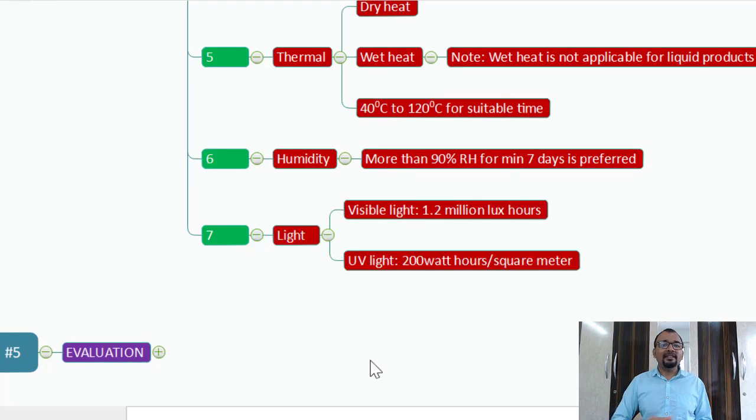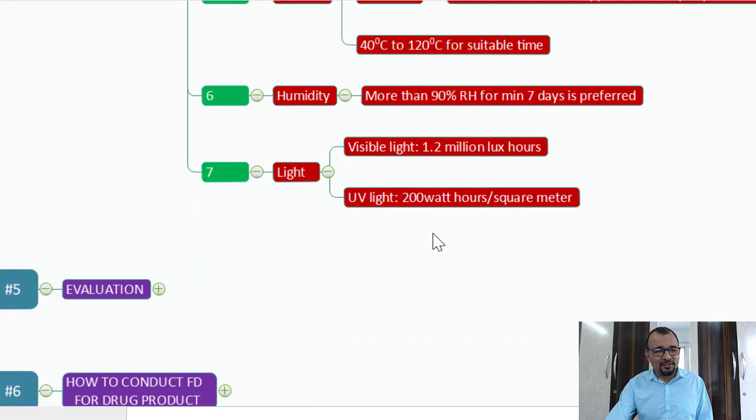The last one is the photolytic degradation. As per the ICH guideline Q1B, you need to expose a drug product for a minimum of 1.2 million lux hours of visible light, and if it is UV radiation, you should expose the product for a minimum of 200 watt hours per meter square. So these are the exposure conditions during the forced degradation study.